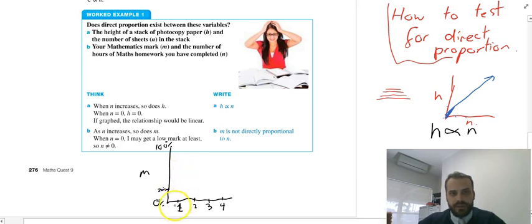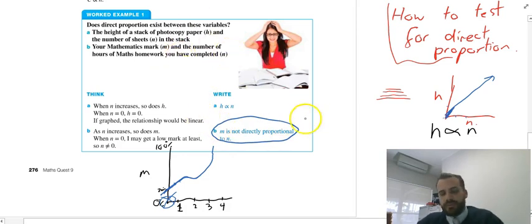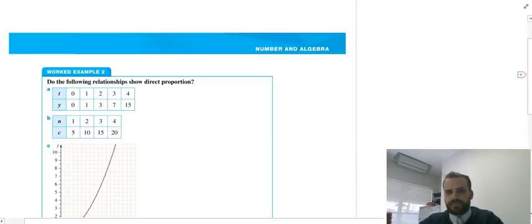Now, that means that whatever line we draw, and it might be a curvy line, or a bent line, or whatever, it's not passing through the origin. And you know from the previous video that a direct proportion has to pass through the origin. So we can say that m is not directly proportional to n. A couple more examples we can look at.